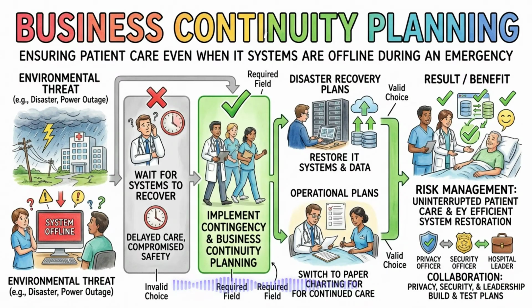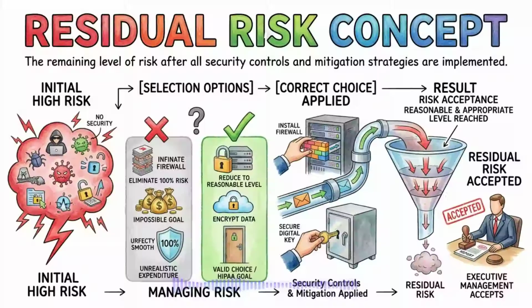The CHPS blueprint emphasizes that privacy and security officers must actively collaborate with hospital leadership to build and test these emergency continuity plans. An important reality you must grasp for the exam is the concept of residual risk. No matter how much money a hospital spends, or how many firewalls they install, it is absolutely impossible to eliminate 100% of the risk. After all the chosen security controls and mitigation strategies have been fully implemented, the remaining level of risk is known as residual risk.